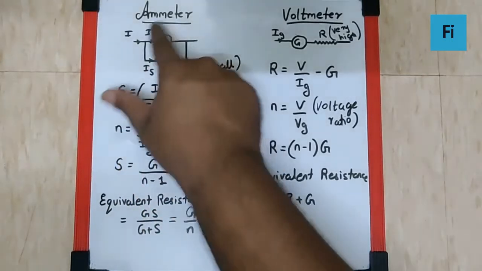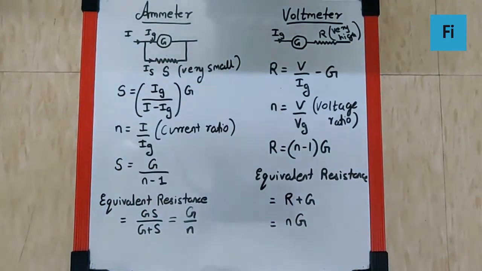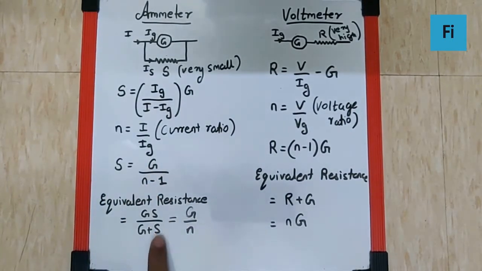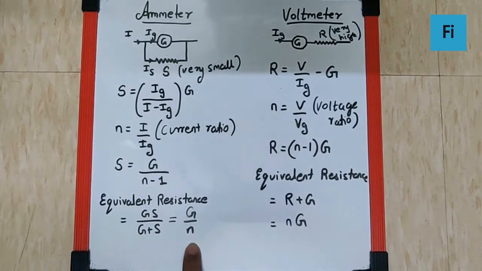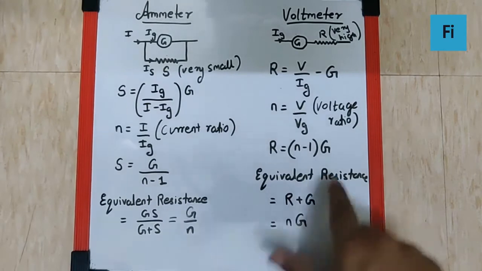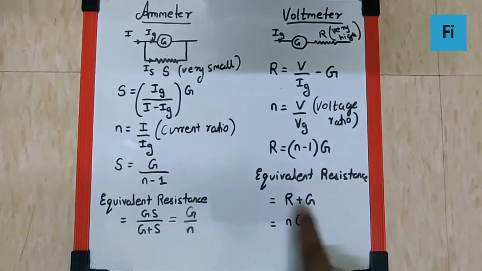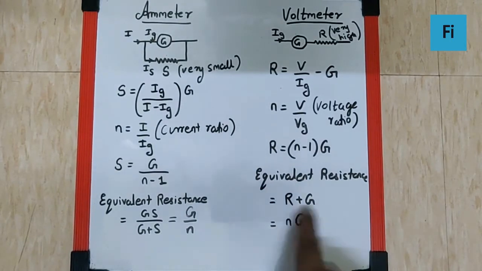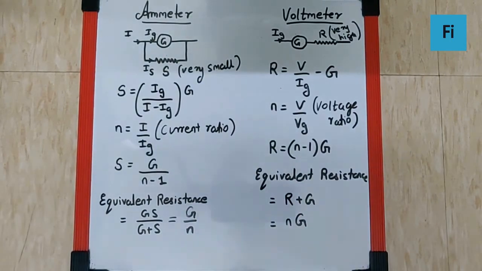Now if we want to find the equivalent resistance for this, G and S are in parallel, so the equivalent is GS upon G plus S. And if we put S as G upon N minus 1 in this equation and solve it, we get G upon N as the equivalent resistance. Similarly, for the equivalent resistance in series over here, it is directly R plus G, and if we place the value of R as N minus 1 times G, by calculating we get the value NG. So these are some important points which you need to know about the moving coil galvanometer, ammeter and voltmeter.